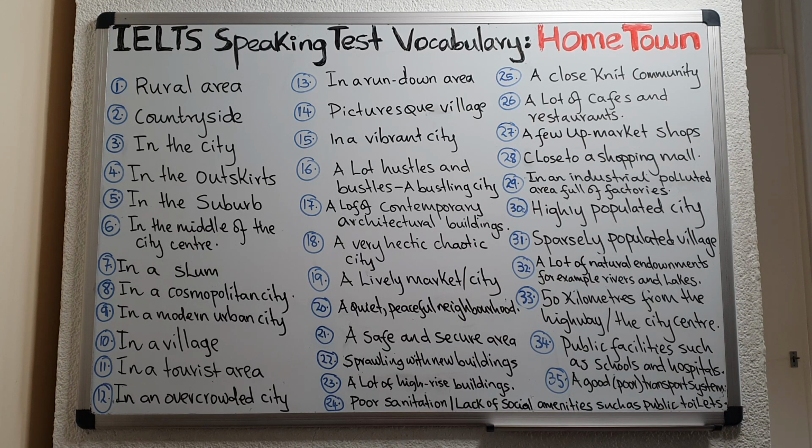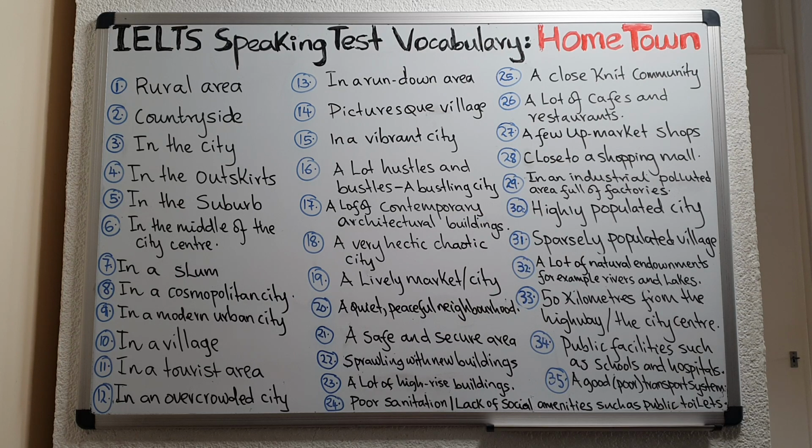Some examples of shopping malls could be a shopping mall that has an underground parking, and you can find supermarkets, you can find upmarket shops, you can find shops where you can buy all sorts of things, really. Now, number 29, in an industrial polluted area full of factories.